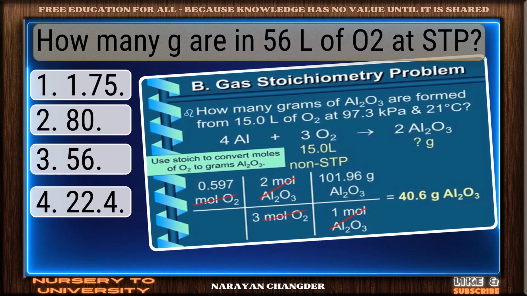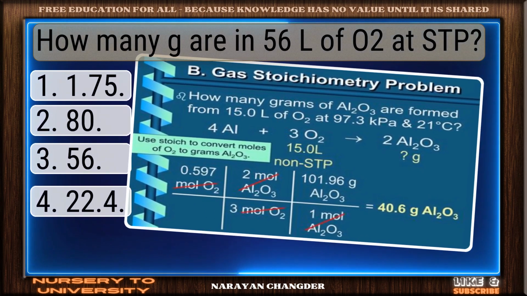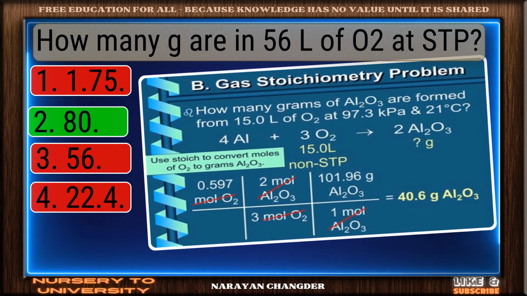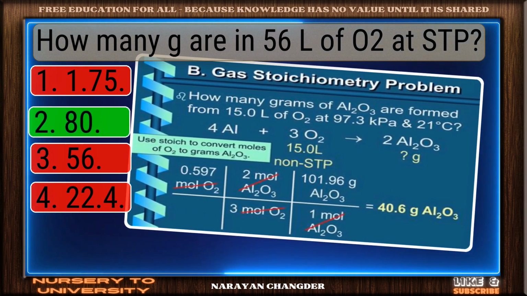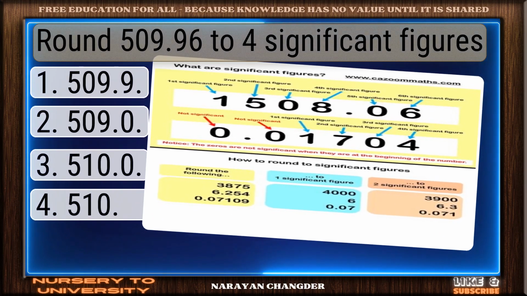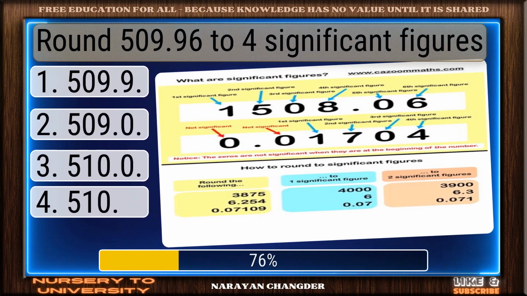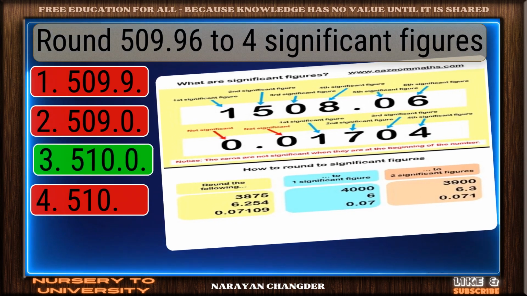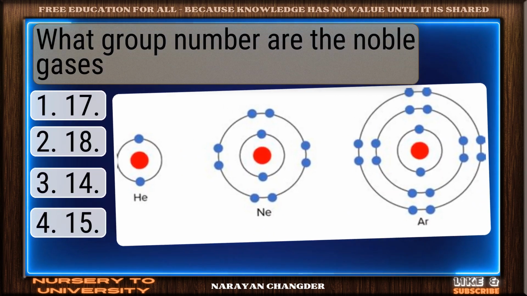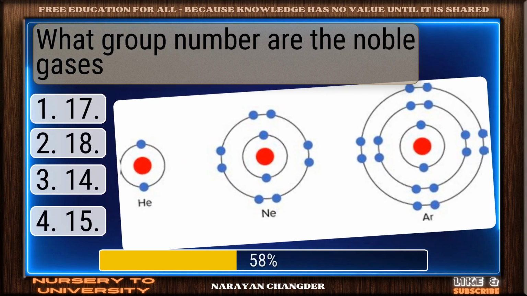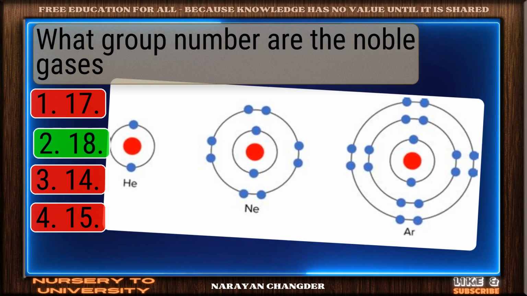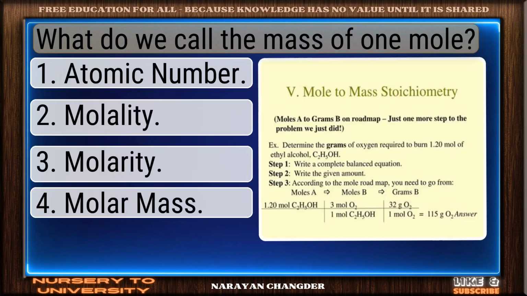How many g are in 56 L of O2 at STP? Excellent. 80 is a brilliant choice. Round 5 or 9, 96 to 4 significant figures. You're right, 510 though is the correct answer. What group number are the noble gases? Nice work. You chose 18, and it is correct.